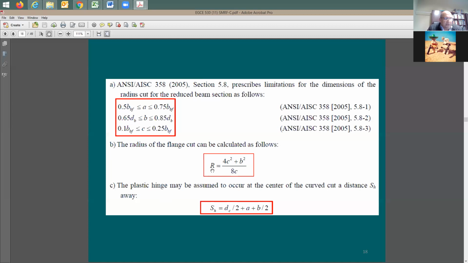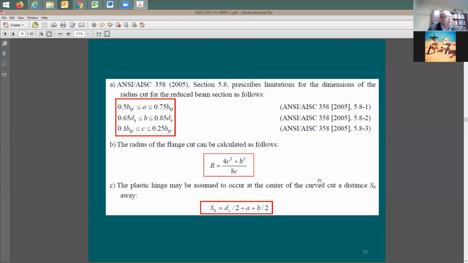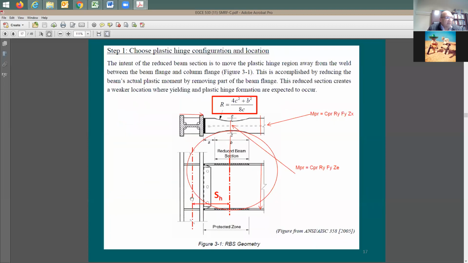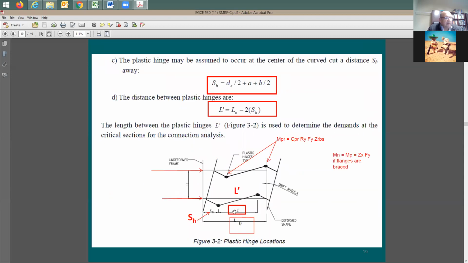And then after this, you need to figure out the R, the radius for the cut. Let's give you this radius for the cut. Let's give you the radius for this circle. And then after that, you figure SH, which means the hinge location. Hinge location now is going to be from the center of the column. Once you find out the center of the column to the hinge, you can find out L prime. L prime is going to be equal to the center to center column span, the beam span, minus 2 times SH, like what we have here in this equation.